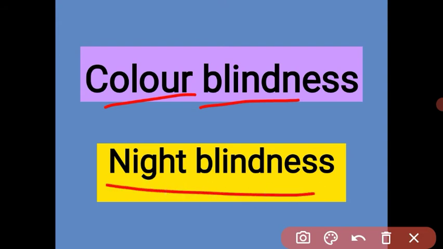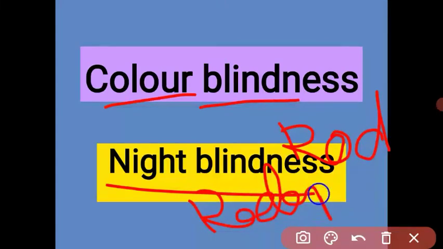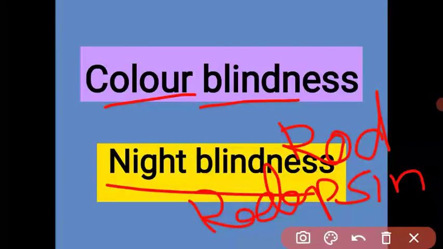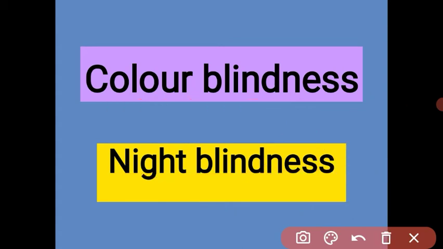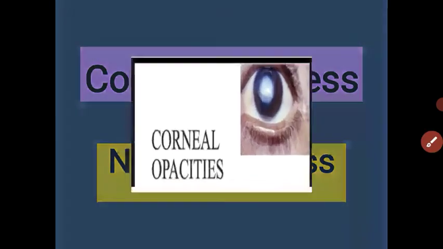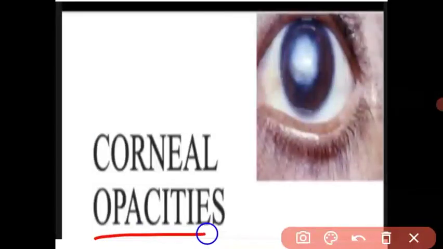Understood? And night blindness, in the previous video I explained about that. The retina has two types of cells, cone cells and rod cells. The rod cells secrete the rhodopsin pigment, and due to this pigment we are able to see at night. But with deficiency of vitamin A, the rod cells are not able to secrete the rhodopsin pigment, and due to this condition the person is not able to see at night, or in dim light. This condition is called night blindness. Understood, student?